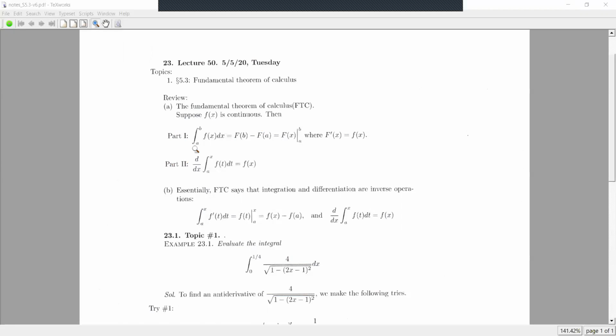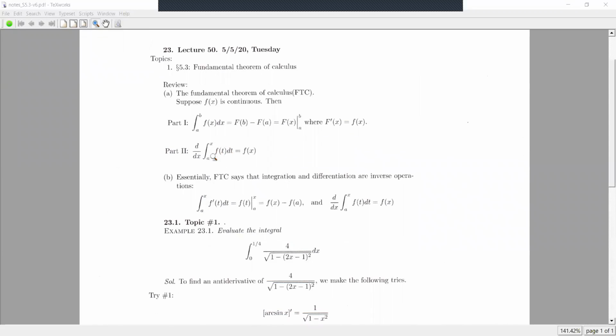Now, part 1. To compute this integral, we need to find one antiderivative of the function f. Let me use capital F to denote one antiderivative of f. Then part 1 says that this integral is equal to the value of capital F at the point b minus the value of capital F at the point a. This is part 1.